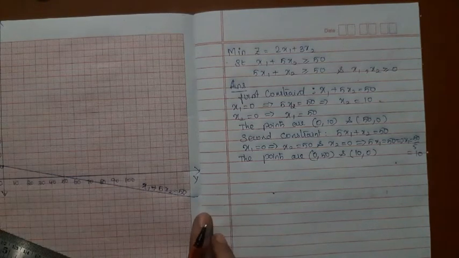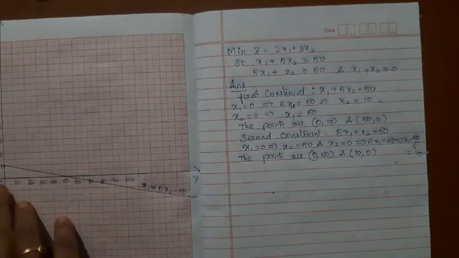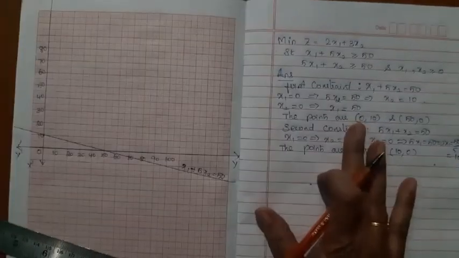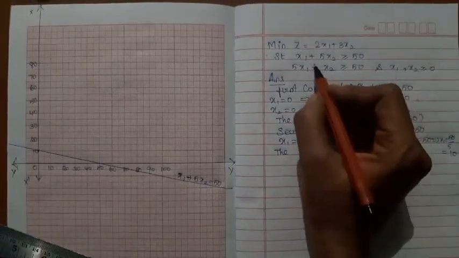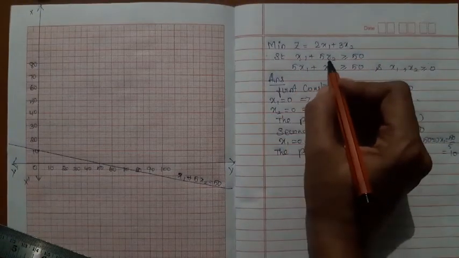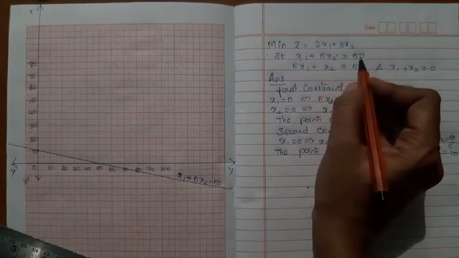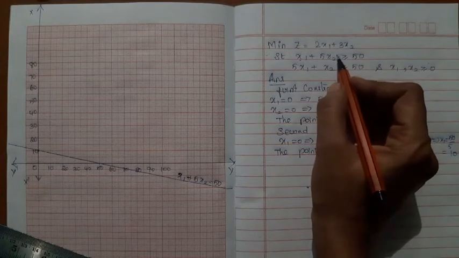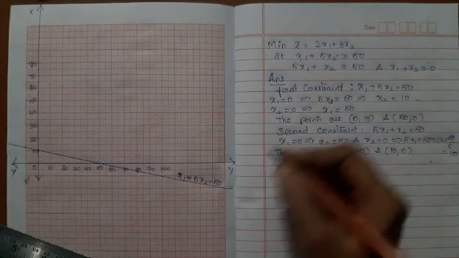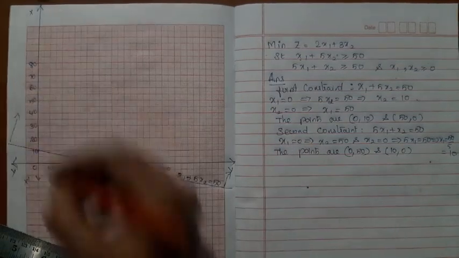This line divides the graph into two parts, one area above the line and one area below the line. Let us take origin as the testing point. Put 0 for x1 and 0 for x2. You get the answer as 0. The constraint says your answer should be greater than 50, but you are getting a number less than 50. So put an arrow mark in the opposite side, right?